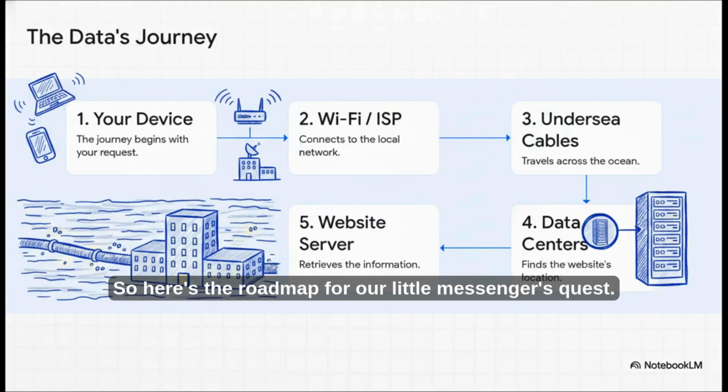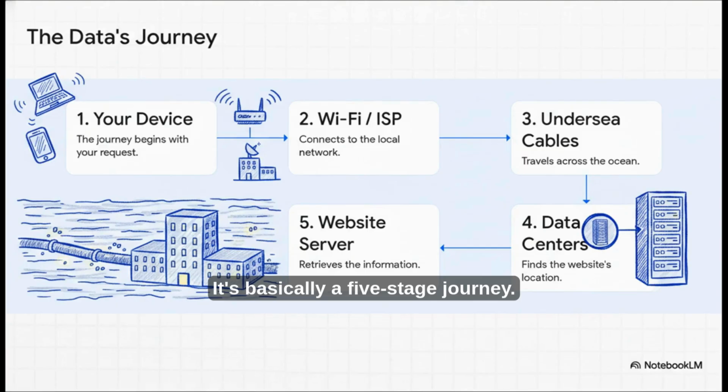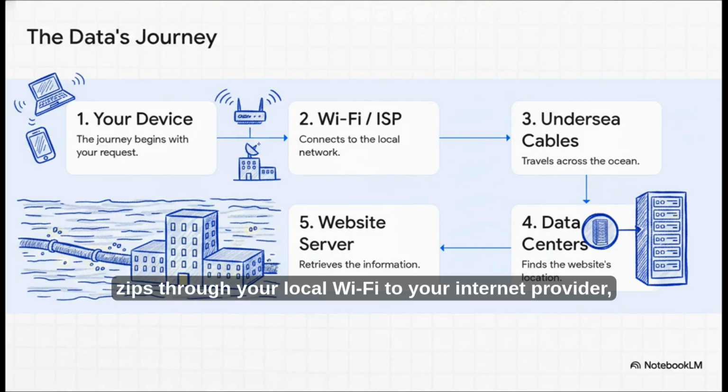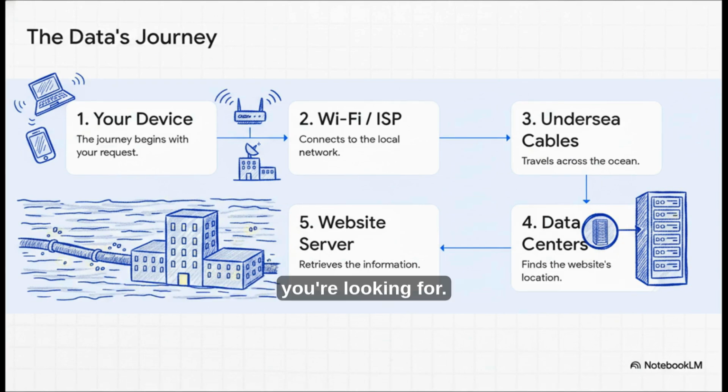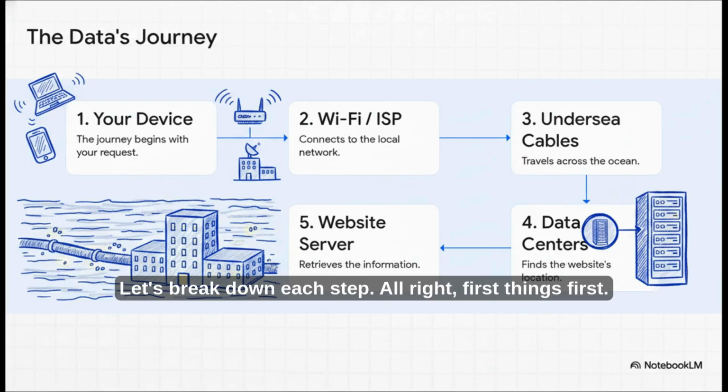So here's the roadmap for our little messenger's quest. It's basically a 5-stage journey. It starts with your device, zips through your local Wi-Fi to your internet provider, then shoots across the entire world through these massive undersea cables, finds the right building called a data center, and finally it locates the one specific server that has the information you're looking for. Let's break down each step.